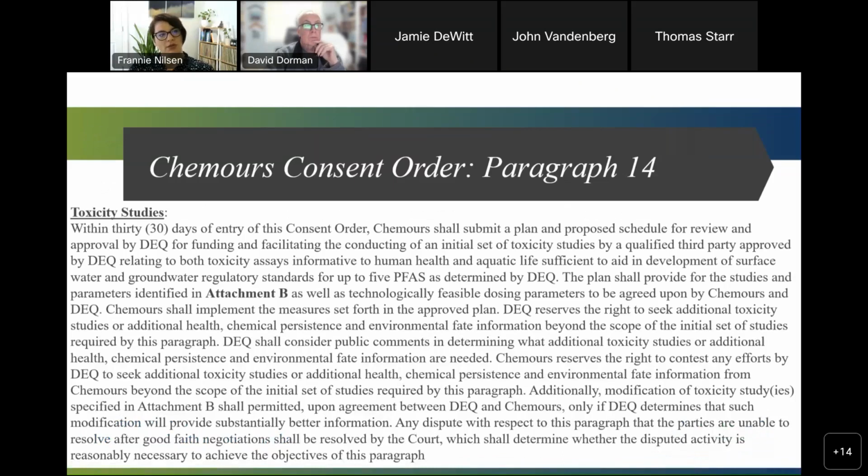One of, I think, the lesser known paragraphs of the consent order is paragraph 14, and this is the one that references toxicity studies. This text here, I'm not going to read to you, but this is the official text from the consent order, and it'll be here for your reference when this is posted. But essentially Chemours is required to do these toxicity studies on the 5 PFAS that are in Attachment B, which I'll show you in a second. And DEQ is going to review the protocols before any work gets started.